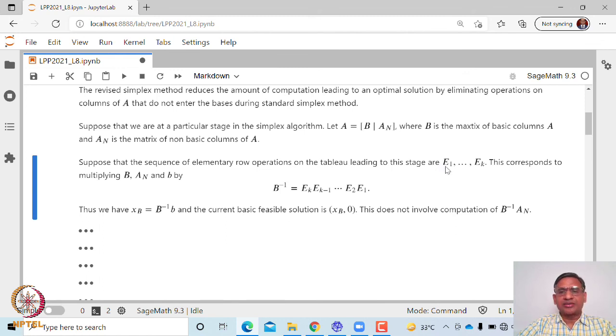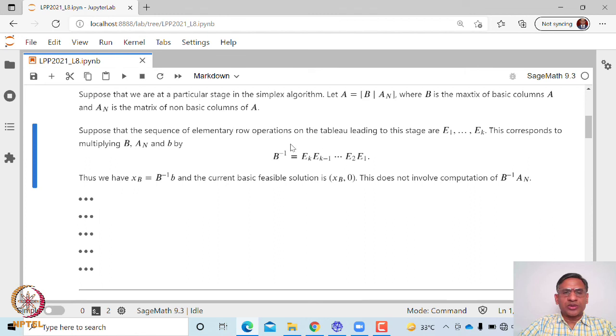And one can check that the inverses of elementary matrices are themselves elementary, and that is the same as saying every elementary matrix is invertible. So therefore B inverse is nothing but Ek times Ek minus 1 dot dot dot E2 times E1. That is the inverse of a matrix. So the inverse of a matrix can be obtained by writing the multiplication of elementary matrices.